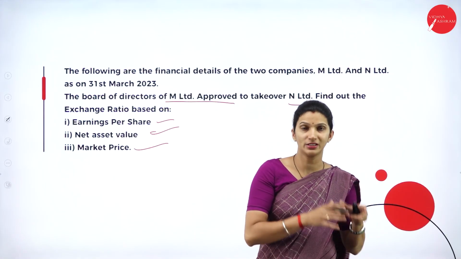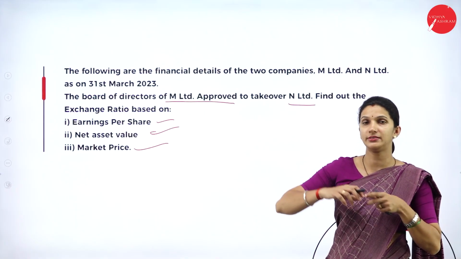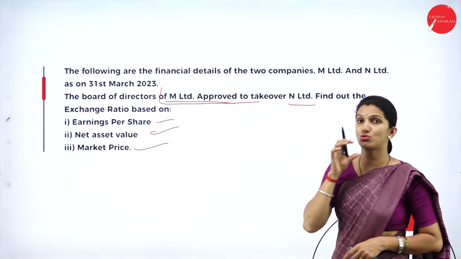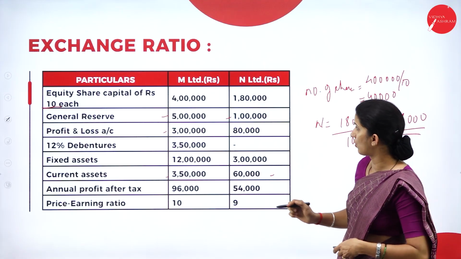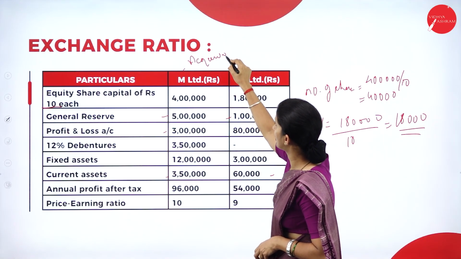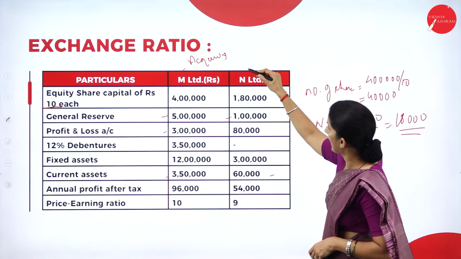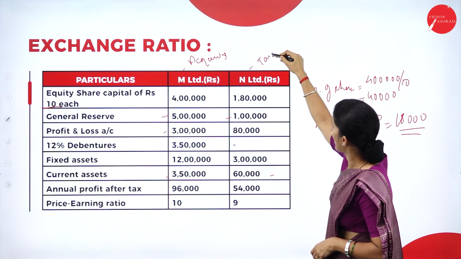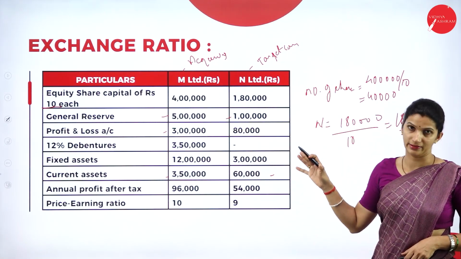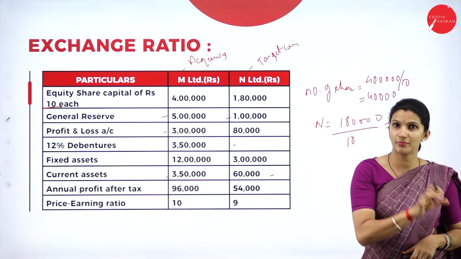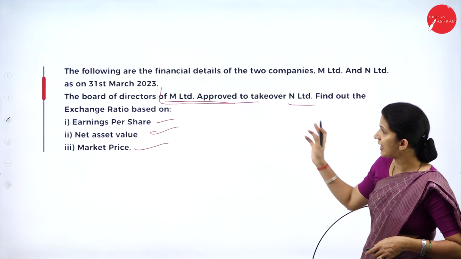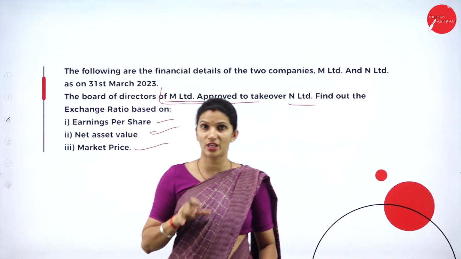So here in this question, we have two companies, M Limited and N Limited. Here it is clearly given that M Limited approved to take over N Limited. So the acquiring company is M Limited, and N is the target company. So that means M Limited is acquiring N Limited. M Limited becomes the acquiring company, N Limited becomes the target company. So we have to calculate what is the exchange ratio.